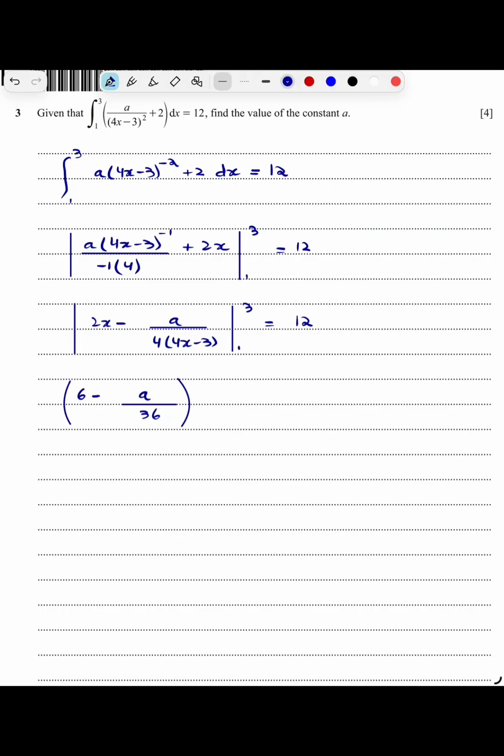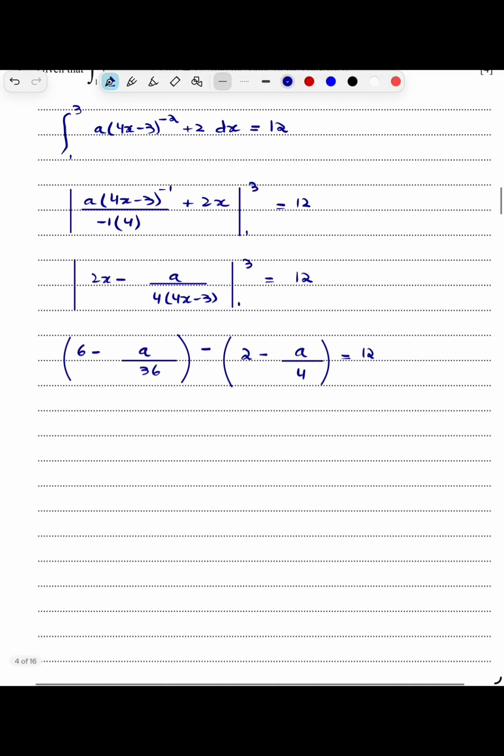Minus, let's substitute the value 1. We'll get 2 minus a over 4, 4 minus 3 is 1. We'll be left with 4, is equal to 12. Now we have 6 minus 2, which is 4. And if I take minus a as common, I'll get 1 over 36 and minus 1 over 4.